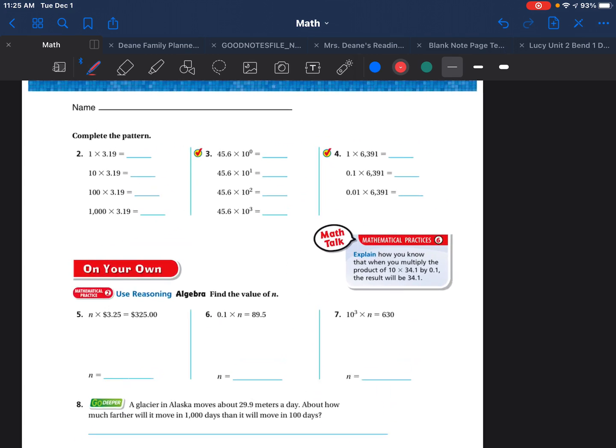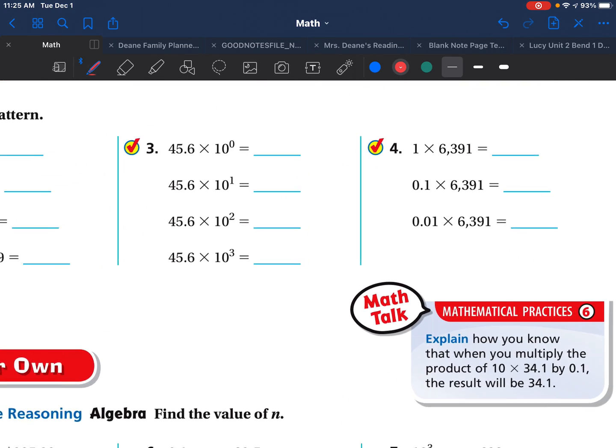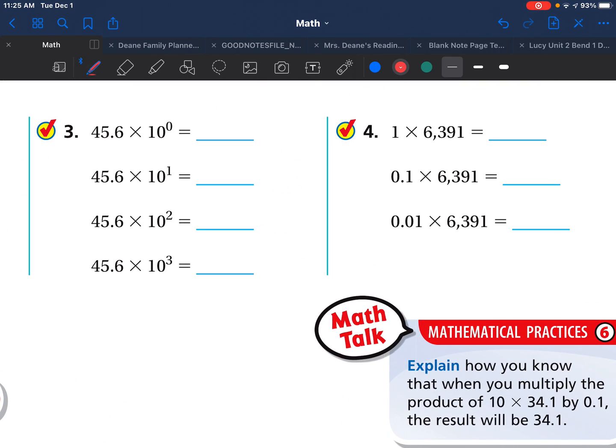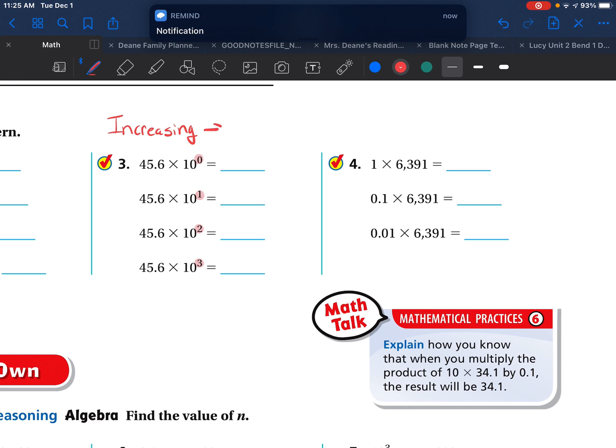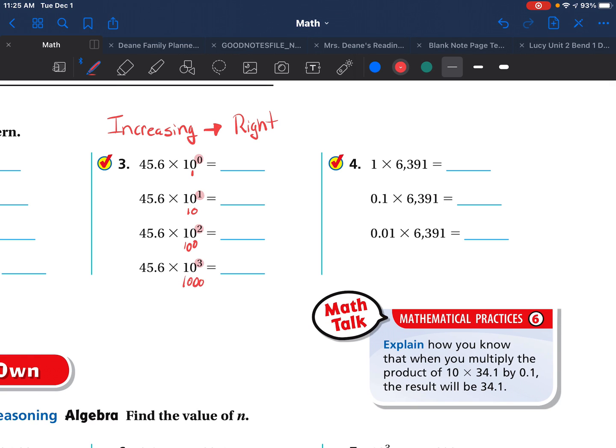Let's look at 2 more problems before I leave you for your homework. We're going to look at 3 and 4. And if I'm looking, I have powers of 10. And they appear to be increasing, right? So we know that this is increasing. So I am going to be moving my decimal to the right. So this is the same as multiplying by 1, 10, 100, 1,000.